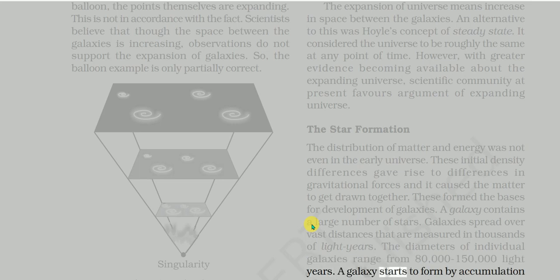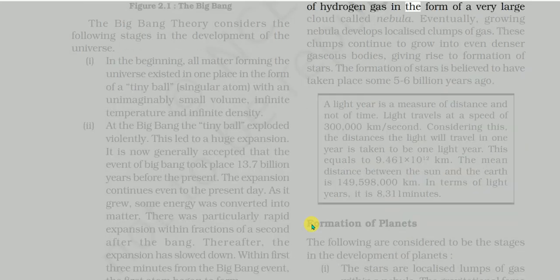A galaxy starts to form by accumulation of hydrogen gas in the form of a very large cloud called nebula. Eventually, growing nebula develops localized clumps of gas. These clumps continue to grow into even denser gaseous bodies, giving rise to formation of stars. The formation of stars is believed to have taken place some 5 to 6 billion years ago.